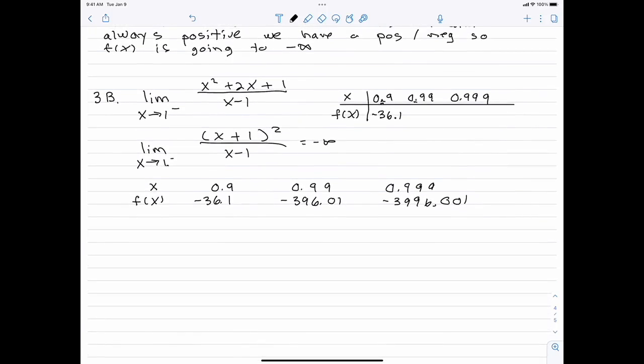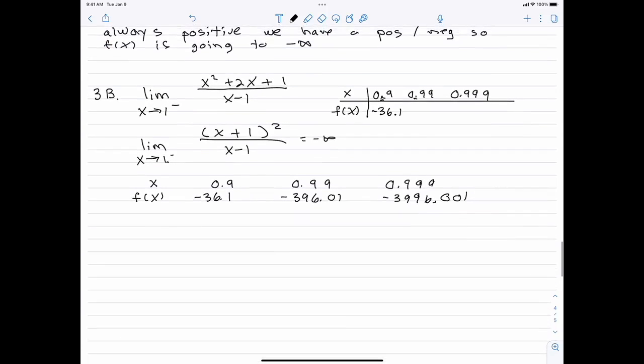Okay, let's continue. Man, that's some ugly handwriting. Is this 3? No, this is 4. Let's go to 4a. So for 4a, the question is, what type of discontinuity do we have? Okay, and where are these discontinuities? Assuming maybe these things are continuous everywhere.